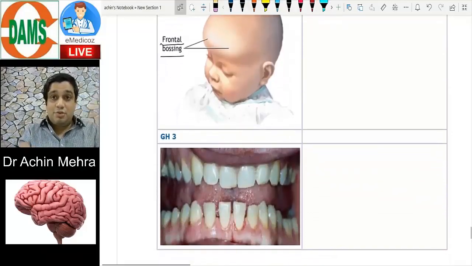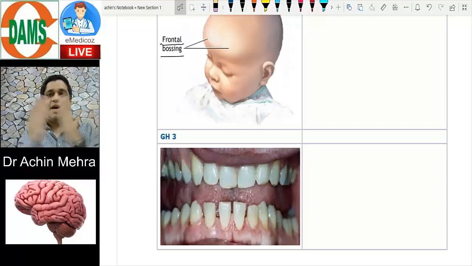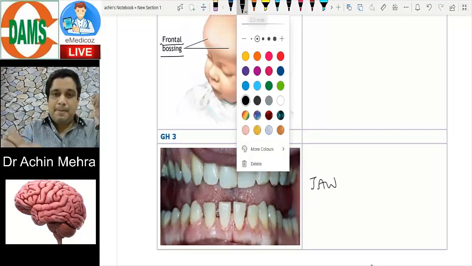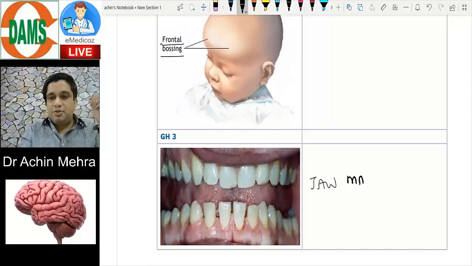And this you all know, discussed in the class, because of the protrusion of the jaw, the gap between the teeth increases, and the lower jaw will have teeth spaced out like this. This is known as jaw malocclusion.